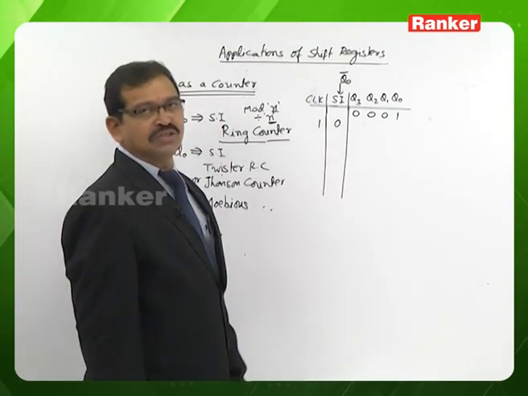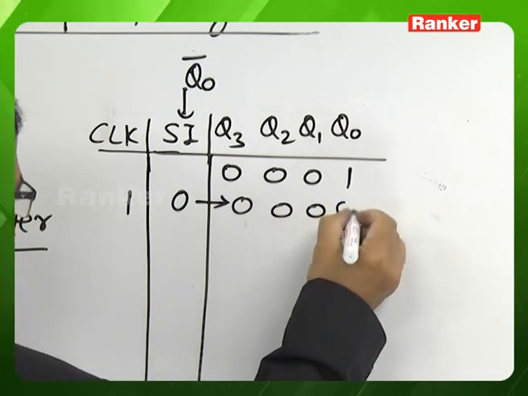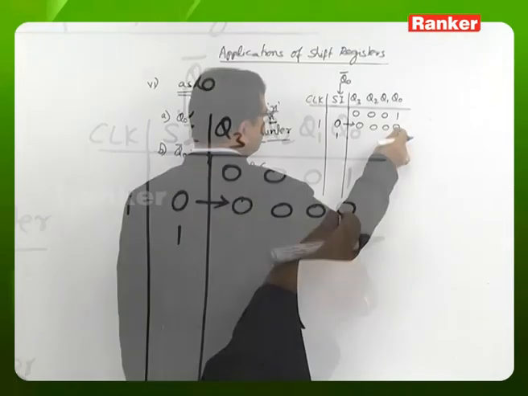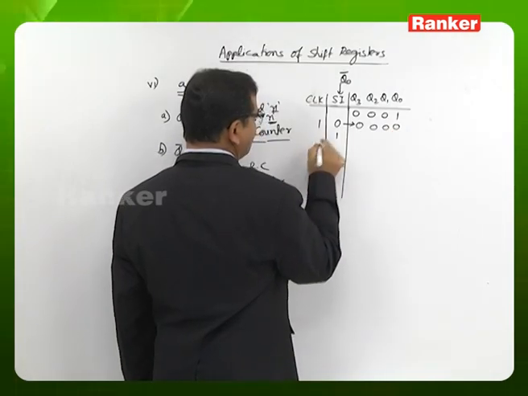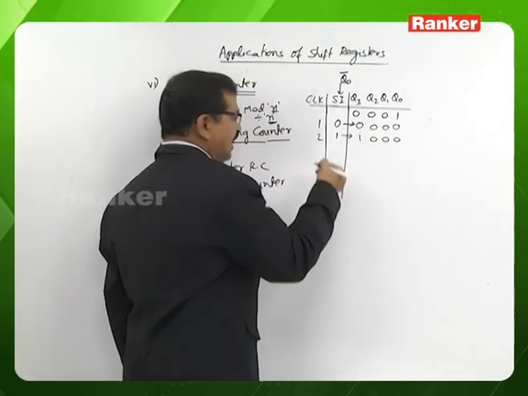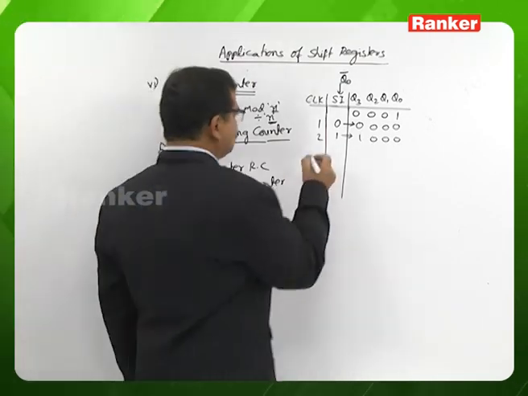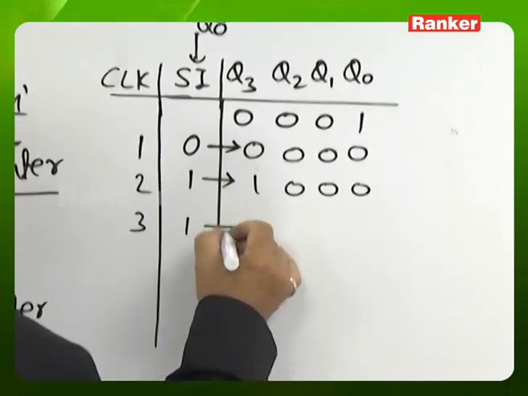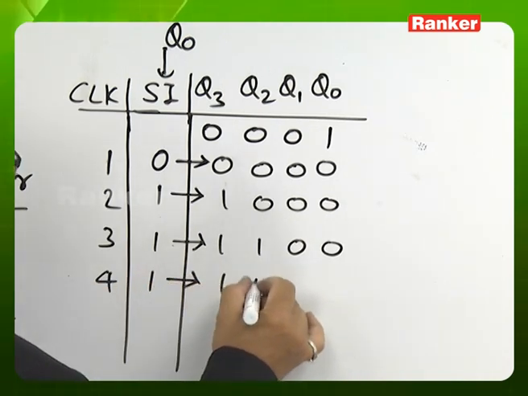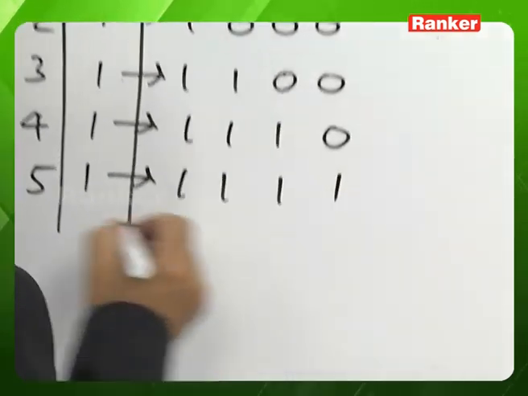Now, if you apply the clock signal, the data in the register is this. Now, before the second clock pulse, serial input is 1 because Q0 is 0, Q0 complement is 1. If we apply the clock signal, this is the content. Like this, we go on applying the clock pulses until the circuit is back to the initial state. So, before the third clock pulse, it is 1. After the third clock pulse, it is this content. Before the fourth clock pulse, it is 1. After the fourth clock pulse, this is the content. Before the fifth clock pulse, it is 1. After the fifth clock pulse, this is the content.